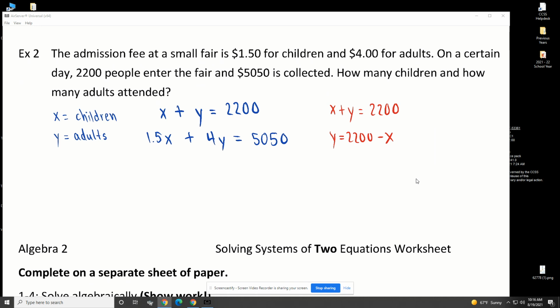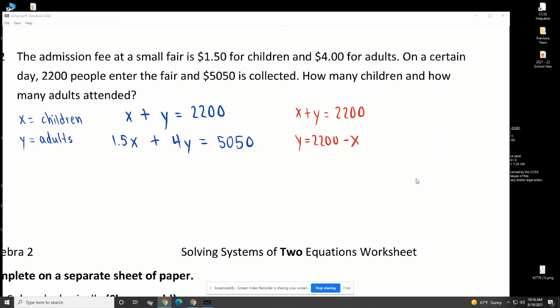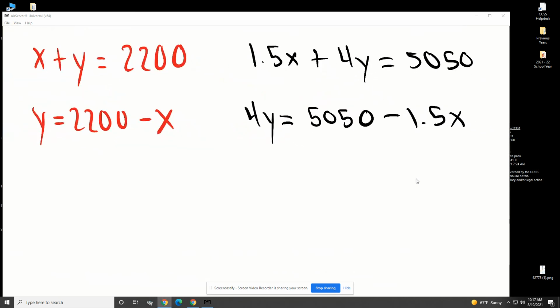Now let's do the other one, which is a little harder. It's a little more difficult, but we can do it. So I am going to first get rid of the 1.5x. How do I get rid of the 1.5x? Subtract. I subtract 1.5x. So 4y will equal 5,050 minus 1.5x. And now what's the last thing I do here? We divide it all by 4.